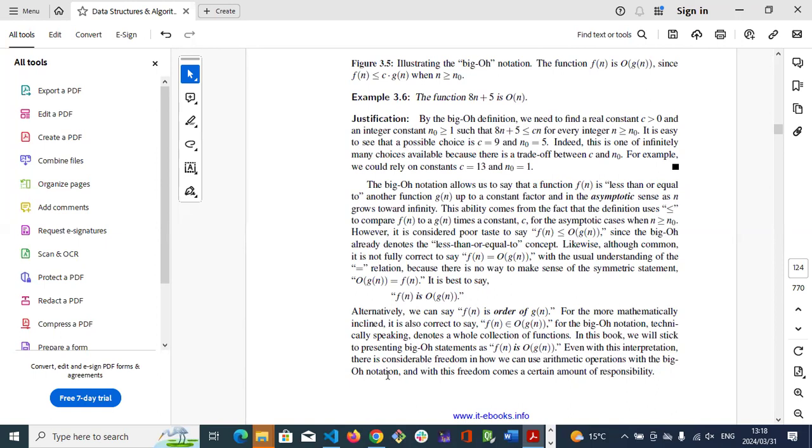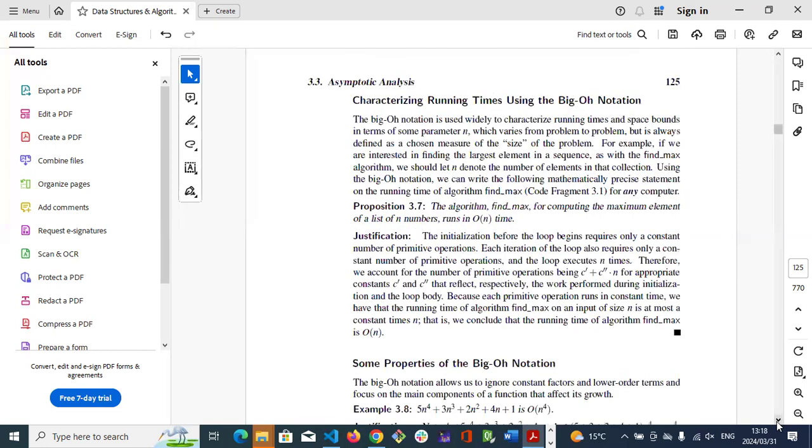Even with this interpretation, there's still considerable freedom in how we can use arithmetic operations with Big O notation. With this freedom comes a certain amount of responsibility, as Spider-Man would say.